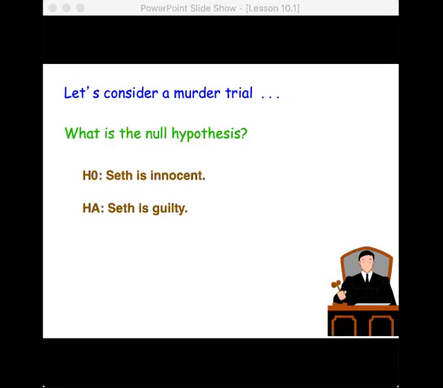Now, what if we went to Seth's house to gather evidence, and then we found hippo tracks in his backyard? What do you guys think now? In the chat, is that enough to convict Seth? Yes or no? We found hippo tracks in his backyard.